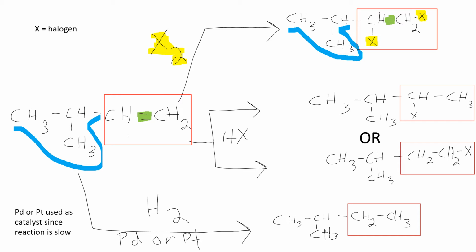The next addition reaction we want to look at is the one running across the middle of the screen. And running across the middle, we're adding something a little bit different. So I'm highlighting this in yellow. We're highlighting HX. X is still a halogen. So here we're adding two different things. We're adding a hydrogen and we're adding a halogen.